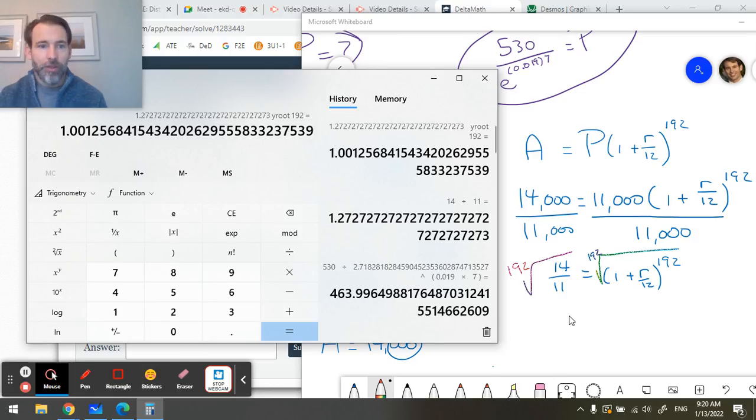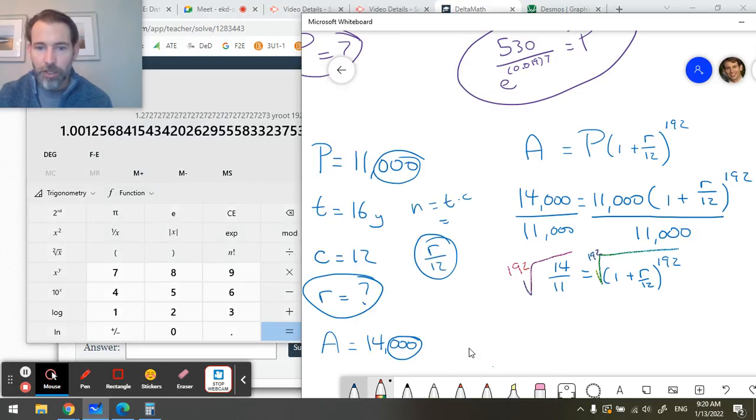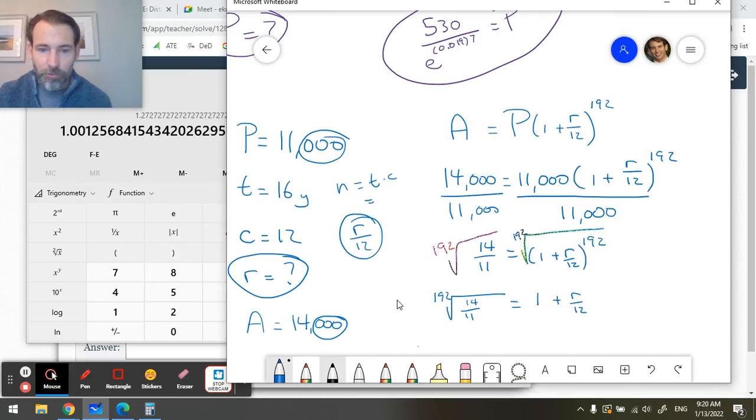So now, this number is equal to, just go ahead and write another line, Mr. Jennings, the 192nd root of 14 over 11. I'm not writing down the decimal approximation, I'm still writing down the exact value, is equal to 1 plus r over 12, because we got rid of this by taking the 192nd root. Now this is an easy thing that we used to solve quite a lot. To solve that one, I am going to first subtract 1 from both sides.